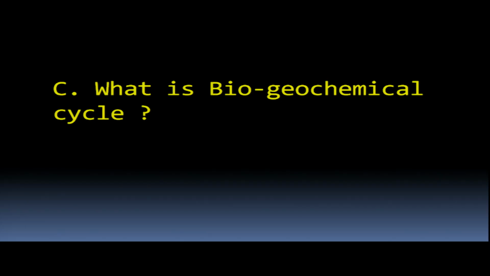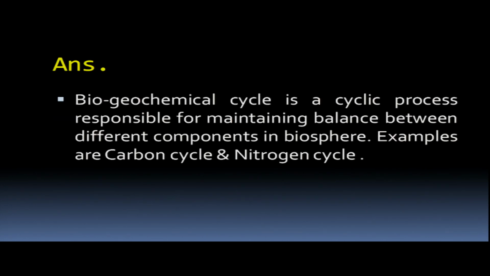What is a biogeochemical cycle? Answer. A biogeochemical cycle is a cyclic process responsible for maintaining balance between different components in the biosphere. Examples are the carbon cycle and the nitrogen cycle.